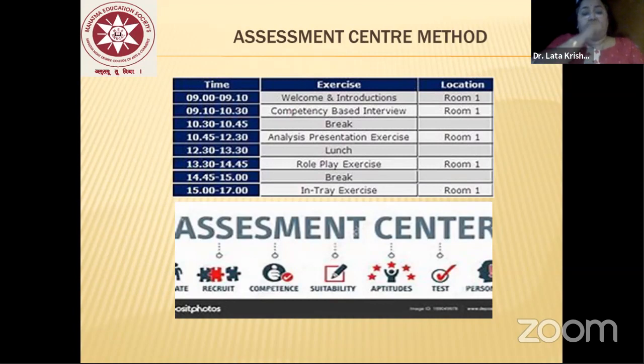Then it is done for recruitment, it is done to study the competency of a person, whether a person is suitable for a particular job, whether he has the aptitudes to do it. All this can be tested through different tools available in the assessment center method.